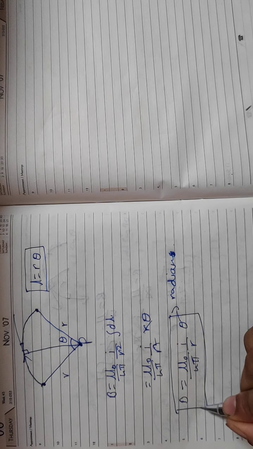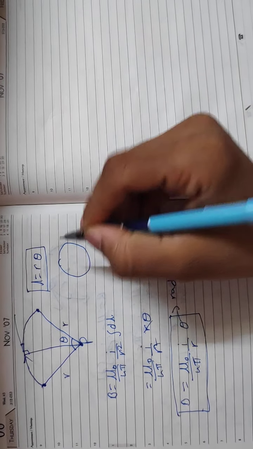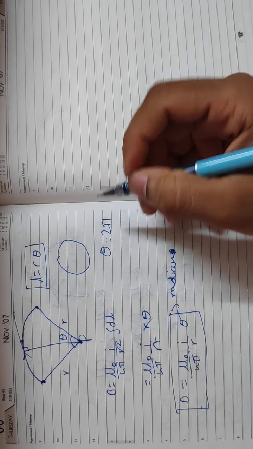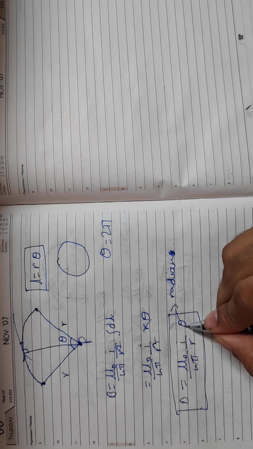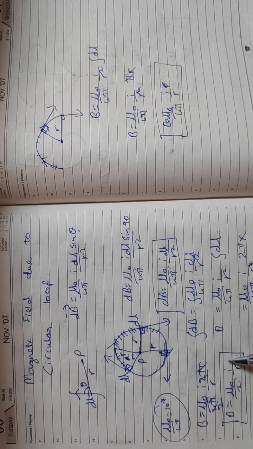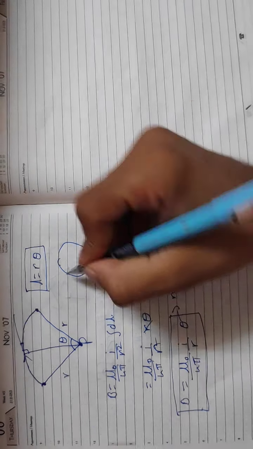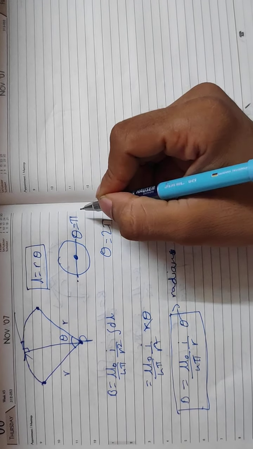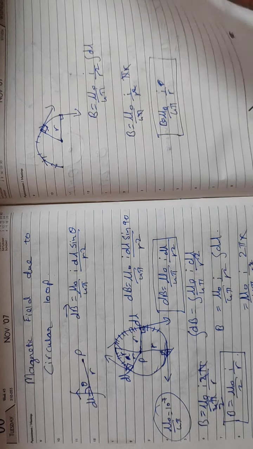You can cross check this by putting in values. If it is a full circle, the value of theta will be 2 pi in radians. Putting this value, you will get the same answer that we observed earlier. Also, for a semicircular arc, the value of theta will be pi, and you will again find the same formula. I hope this is clear.